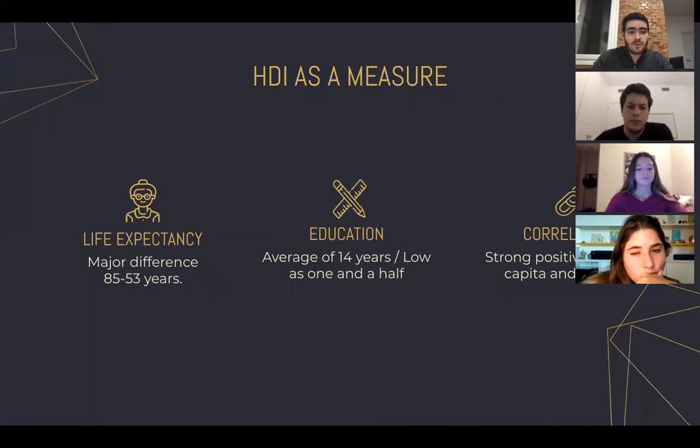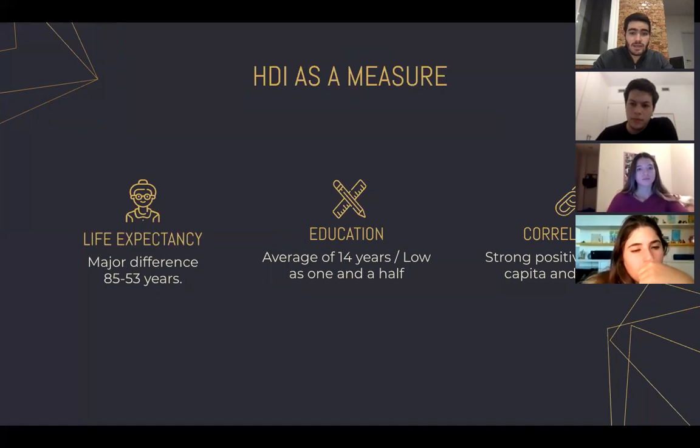Finally, the Human Development Index as a measure of well-being. Through analyzing the indicators of health, education, and income, we can establish that there are major differences between countries around the world regarding these factors. Firstly, in some nations, the average maximum life expectancy is higher than others. And this inequality can also be seen in education, considering that in some territories, the average years of education are 14 years, whilst in others, it can be as low as 1.5.